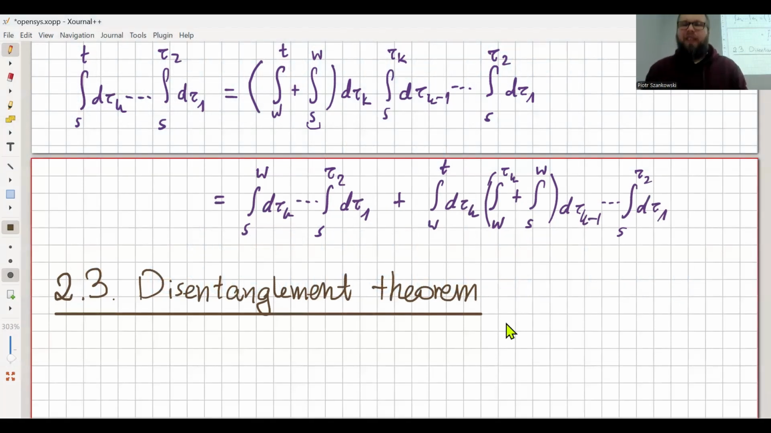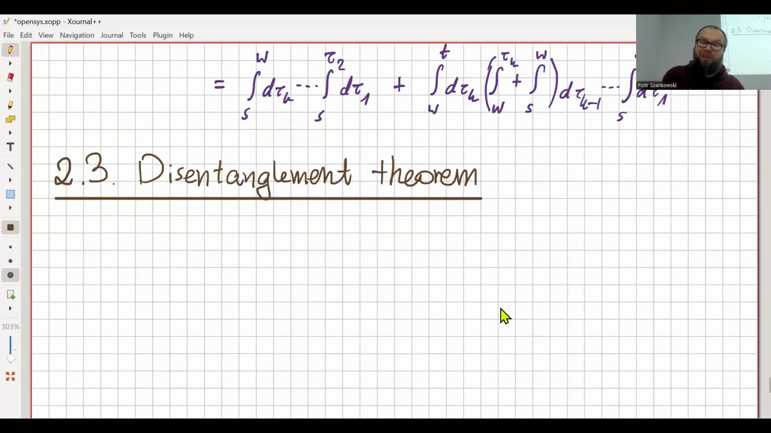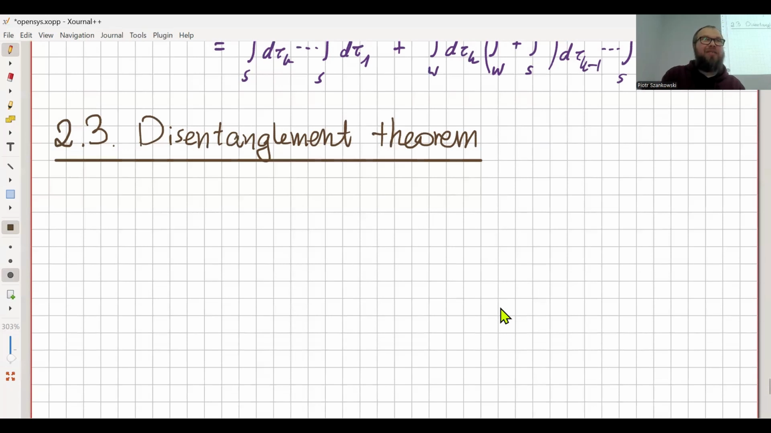Okay, let's carry on. So now we go to the next step, the so-called disentanglement theorem. Don't confuse it with quantum entanglement. This is completely unrelated. This is just a thing that people talked about in the 50s, maybe 60s. That was a good name at that time. Now it's maybe not the best, but okay.